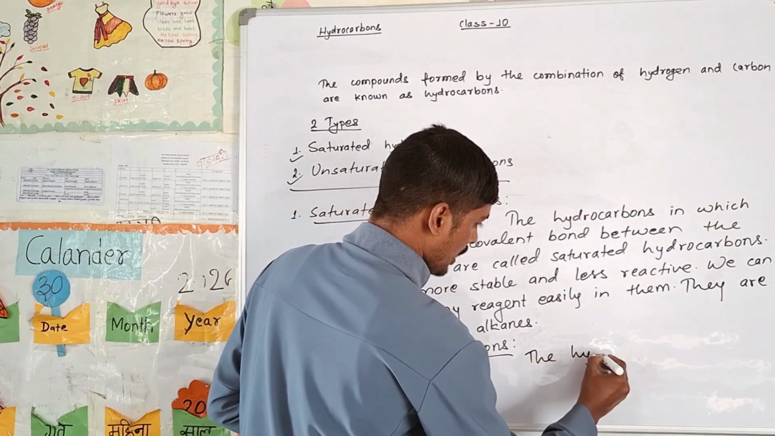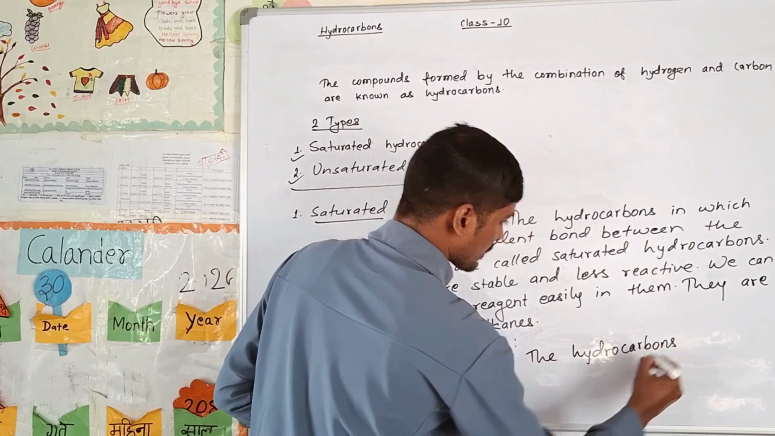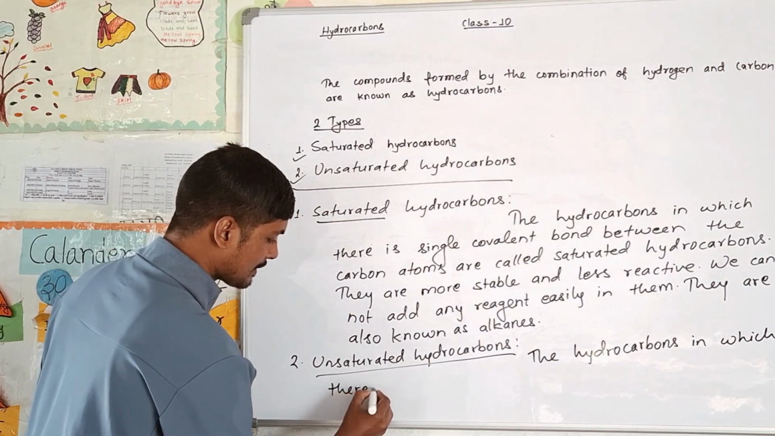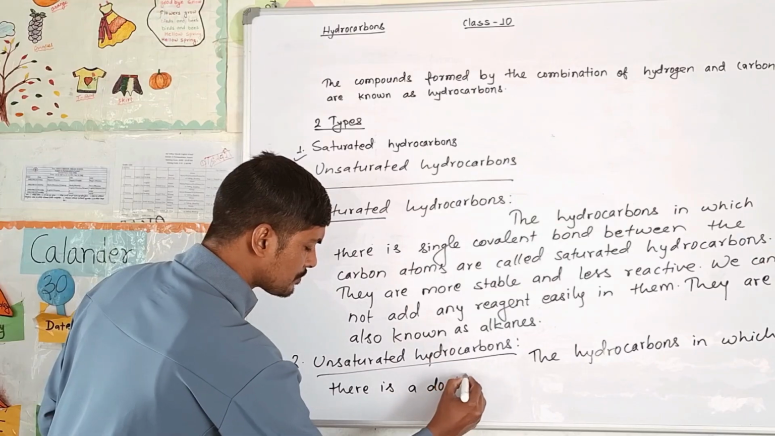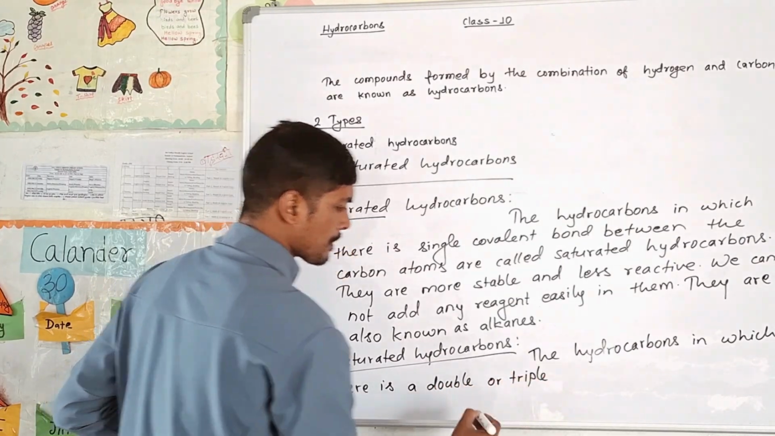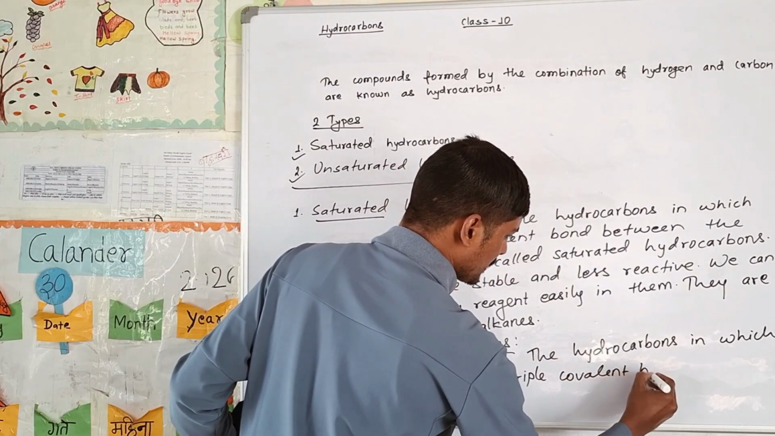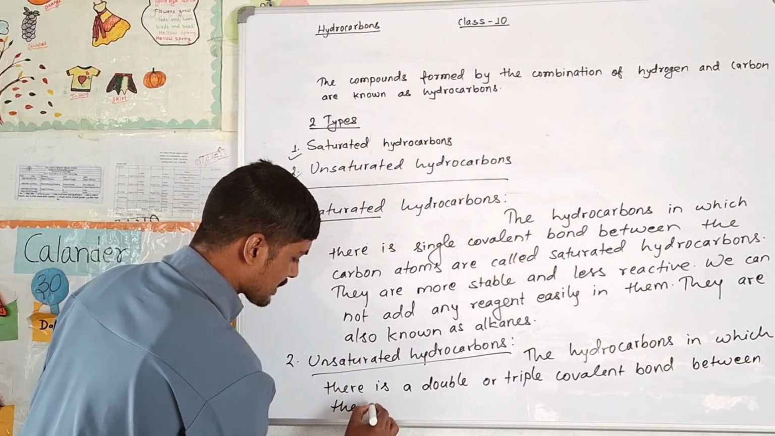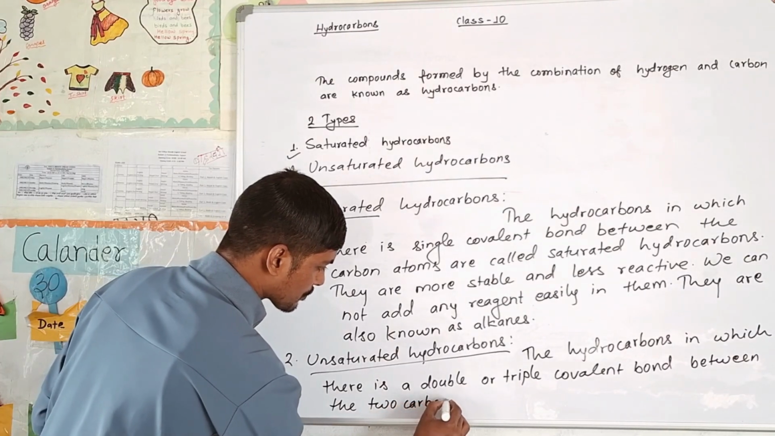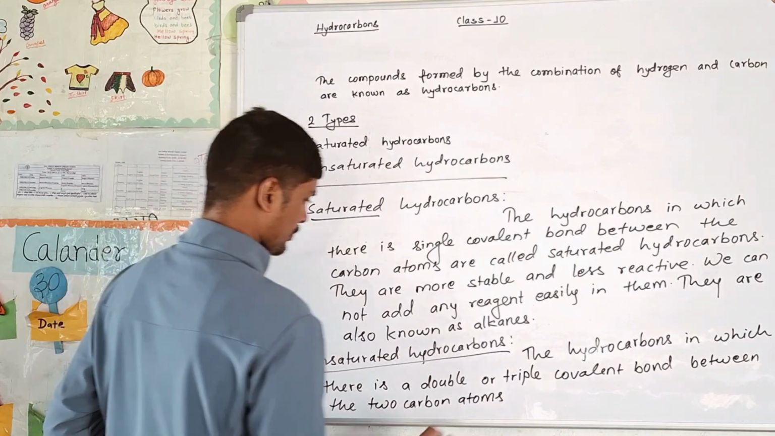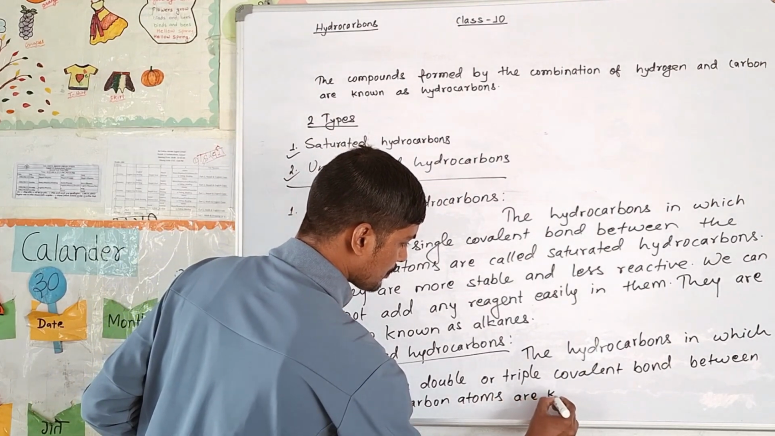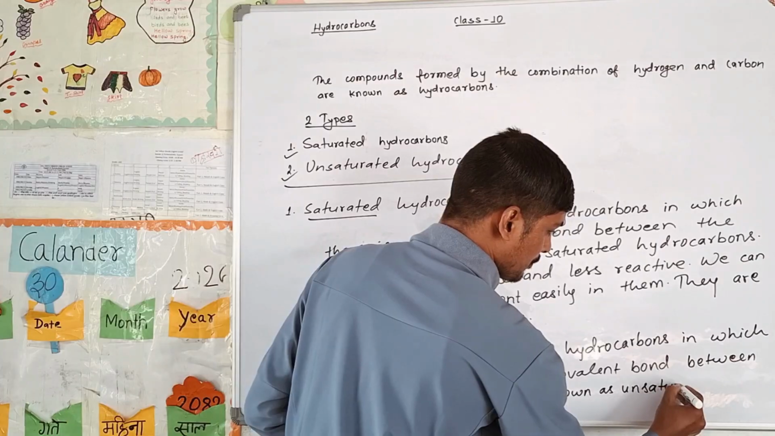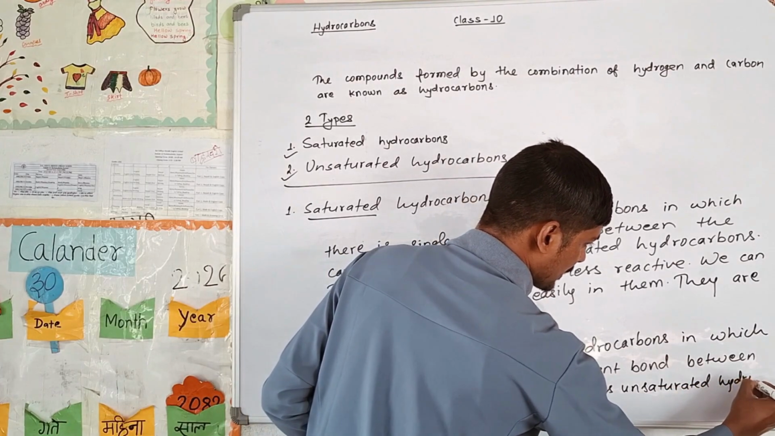Now, unsaturated hydrocarbons, how can we define them? The hydrocarbons in which there is a double or triple covalent bond between the two carbon atoms are known as unsaturated hydrocarbons.